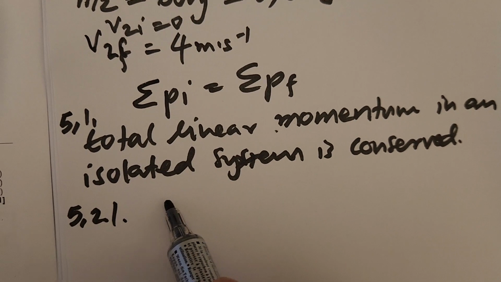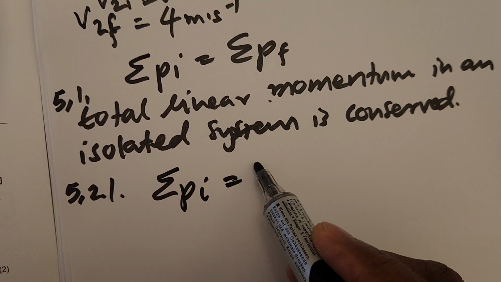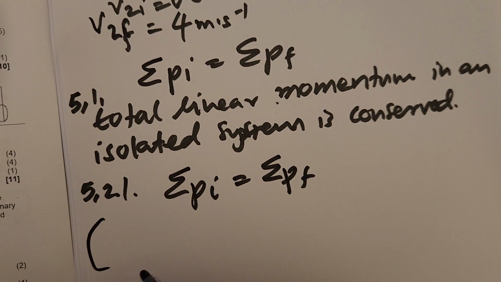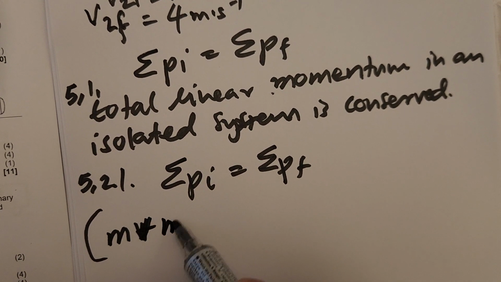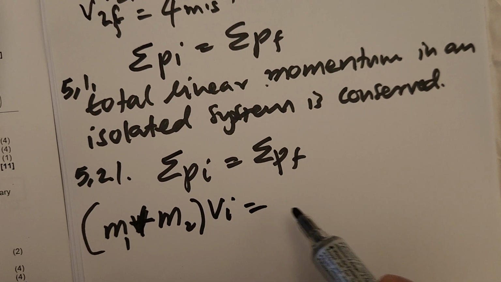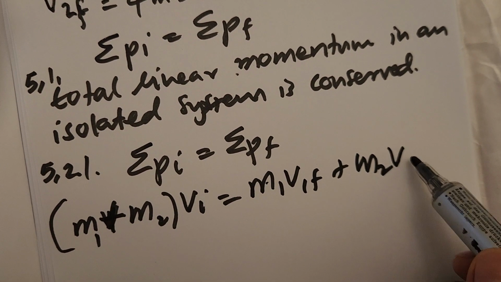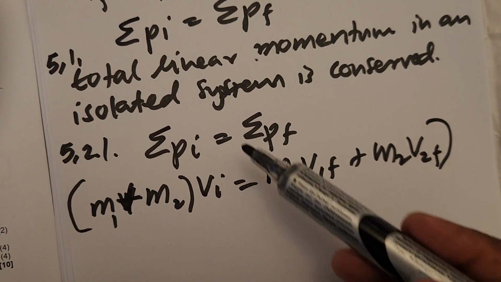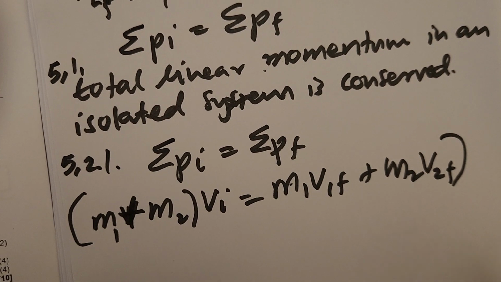But let's apply the principle, because there's an explosion here. They were together before, now they are separate after. So this is the first step. Or you can put it as M1 plus M2, multiplied by Vi, equals M1 V1f plus M2 V2f. So remember, this is an option, but some include both, which is fine as well. But you can start from here and go to the substitution, no problem.